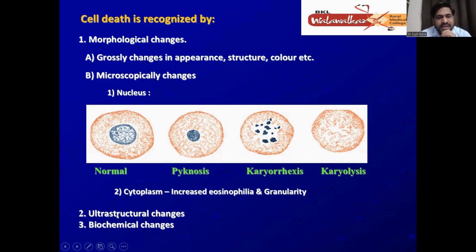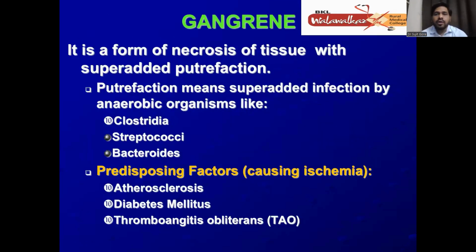Next are ultrastructural and certain biochemical changes. Now another form of necrosis with superadded putrefaction is nothing but gangrene. So what is meant by gangrene? It is a form of necrosis of the tissue with superadded putrefaction.